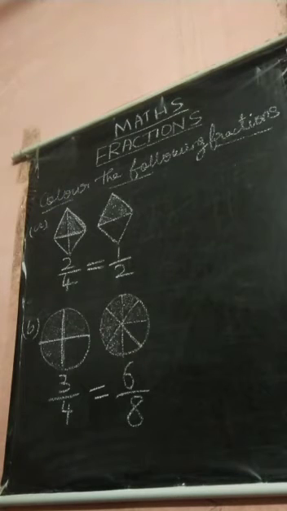One picture having 4 parts, you shade 2 parts. The same picture, 1 by 2, 2 parts are there, you shade 1 part, but both are equal. The same way, 4 parts are there, you shade 3 parts. The next picture, 8 parts are there, you shade 6 parts. Both are equal shaded parts.